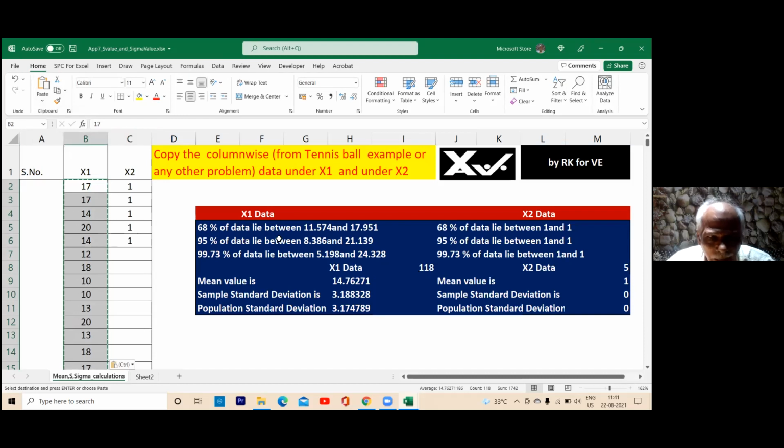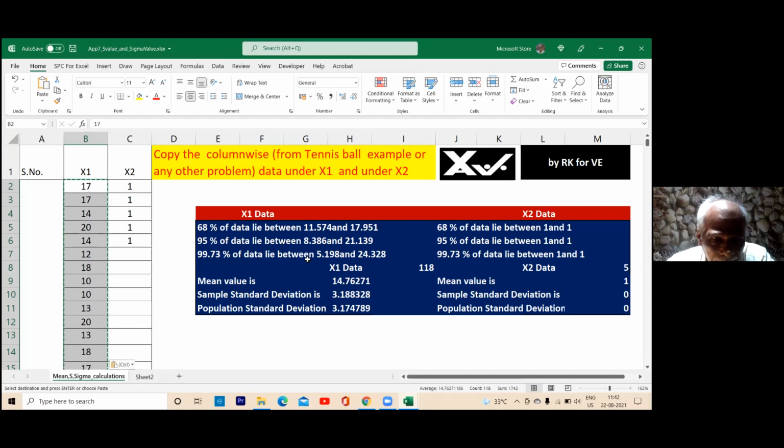Now, what percentage of values lie between these two? That is 68%. This is one standard deviation plus and minus the mean. Right? Because the standard deviation I have taken is 3.18 plus and minus. Clear? And 95% of data, based on the sample standard deviation. Clear?